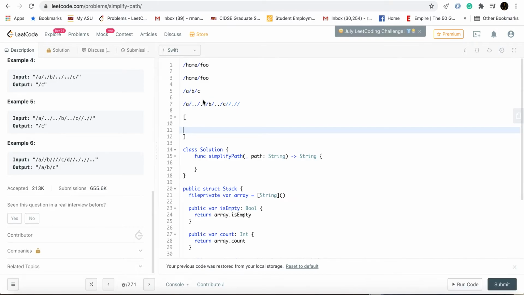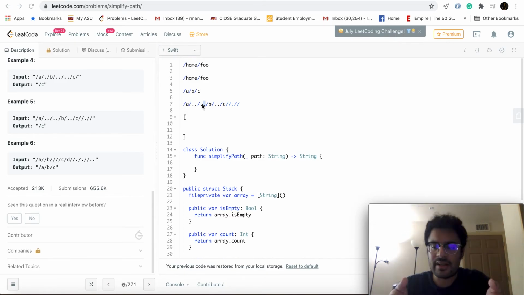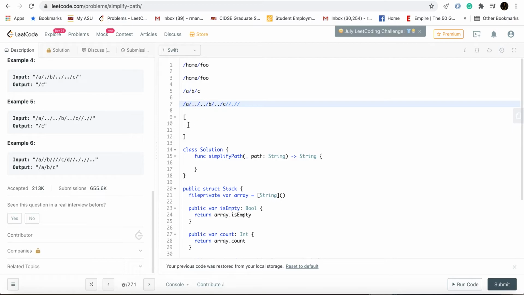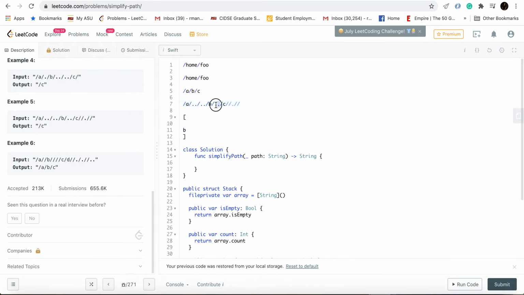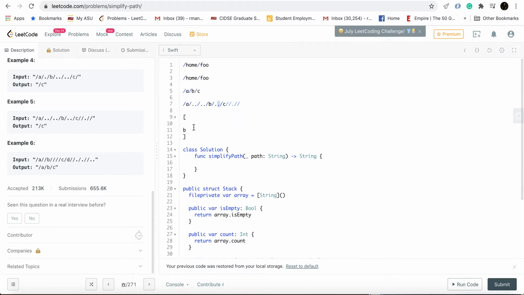Then again we see a double period, but the stack is already empty. There's nothing to pop. In practical terms, you can't go above a root directory anyway. So that double period is ignored. Then we find B. So we say, okay, go to B from the root directory. Then again it says, you need to move one directory up from B, so again we pop the stack. Then we see C. Okay, push that to the stack.